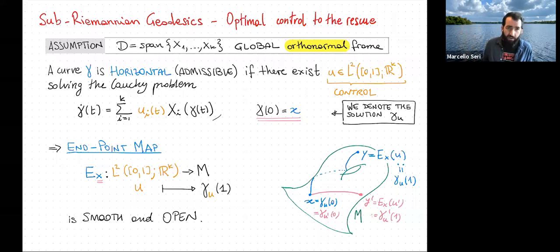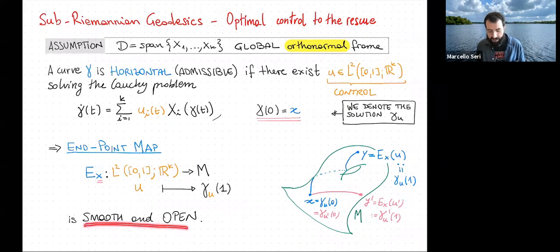Now we need a bit more technicalities. We look at the endpoint map. This is a map that takes one of those controls u and tells you where the curve will end. The gamma associated to that control u will arrive at that point. So if you start from x and change the control, it might be that you go to a different point, like in this example, or it might be that you do a different detour, but you end up at the same point. So there might be many u's that connect to that point.